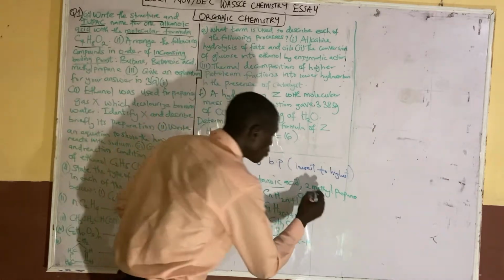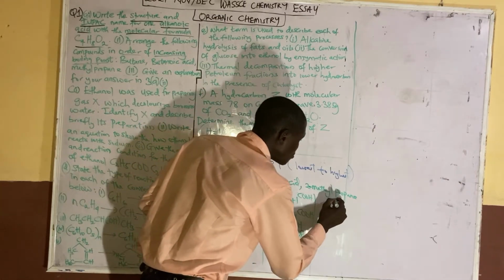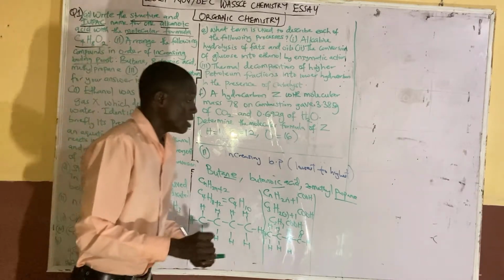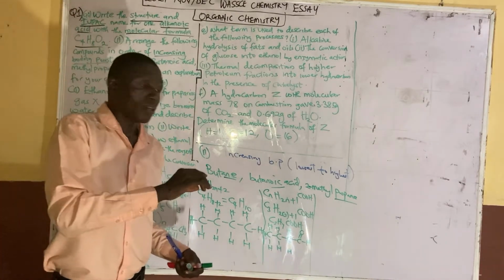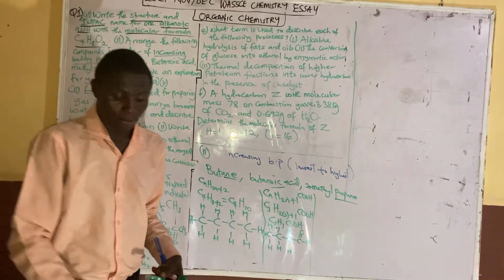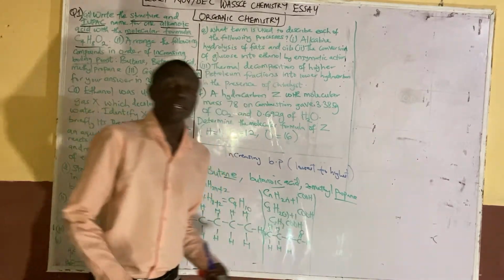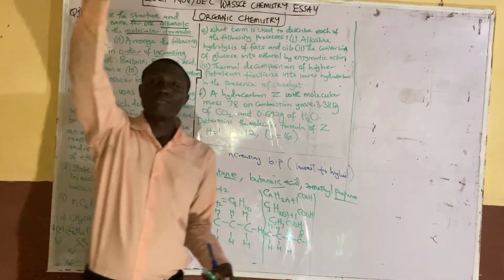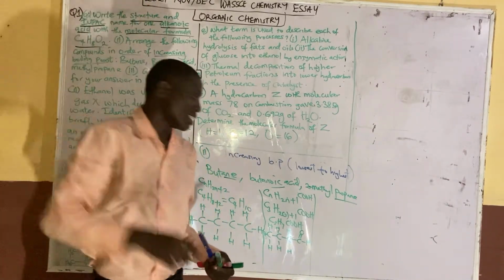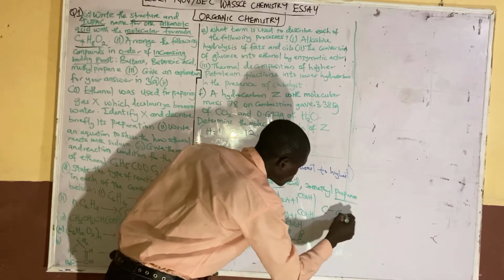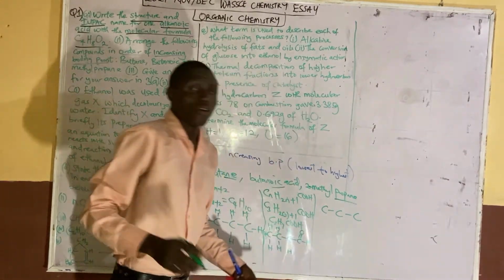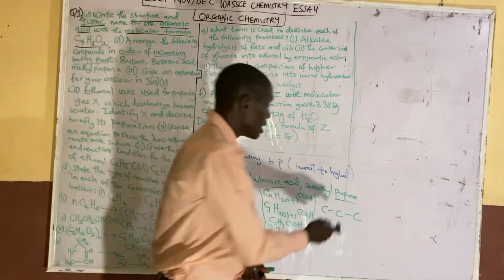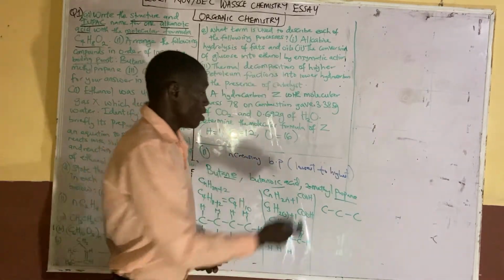2-methylpropane. For 2-methylpropane, the parent chain is propane, and propane has 3 carbons. 1, 2, 3. That's 3 carbons, and I know that it is an alkane. So it has 3 carbons.